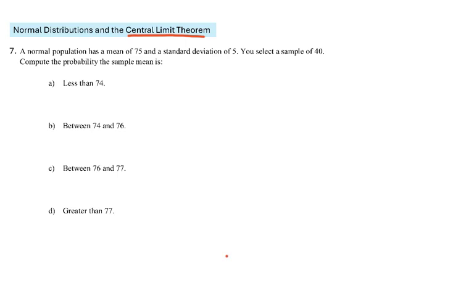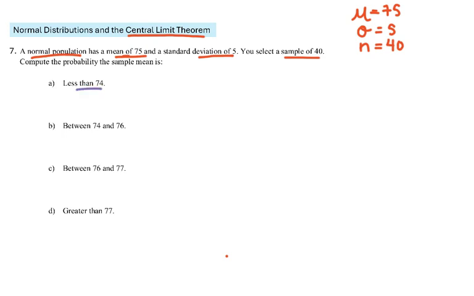Okay, now the last question we're going to do has to do with the central limit theorem, which is they give you a normal population, they give you the population mean, the standard deviation, and a sample size. So in this case, they're telling us the population mean is 75, the standard deviation is 5, and the sample is 40. When we have a sample out of the population, the formula for calculating z is slightly different.